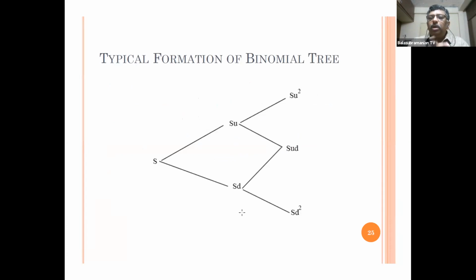Now, typically how the binomial works is that you start with a stock price yesterday. Like I said, in every time period, it can only move in 2 ways. So it can go up or go down. And in the second period, it can go up again, or it can go down, or it has gone down and further gone down. So this is how it expands.